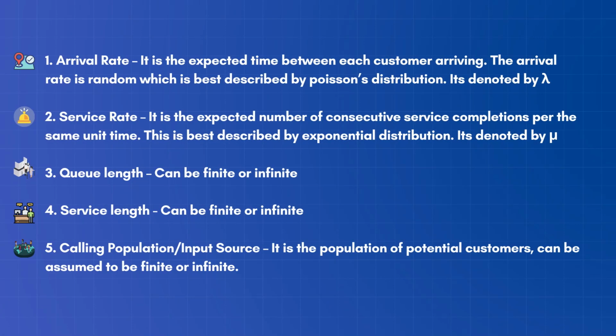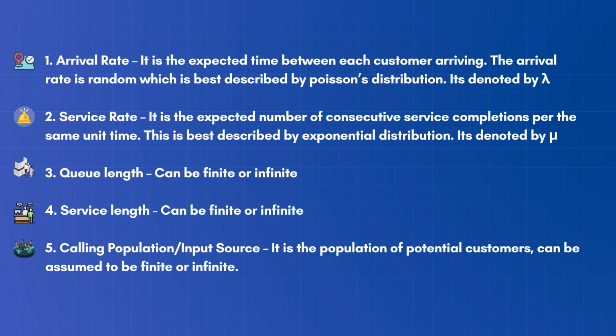Now there are certain terms that one should know prior to solving queuing problems. First is arrival rate. It is the expected time between each customer arriving. The arrival rate is random and it is best described by Poisson's distribution and is denoted by lambda. And service rate is the expected number of consecutive service completions per the same unit time. This is best described by exponential distribution and is denoted by mu.